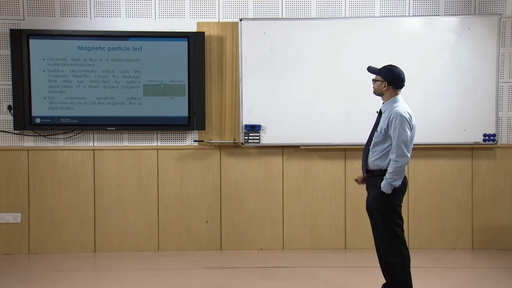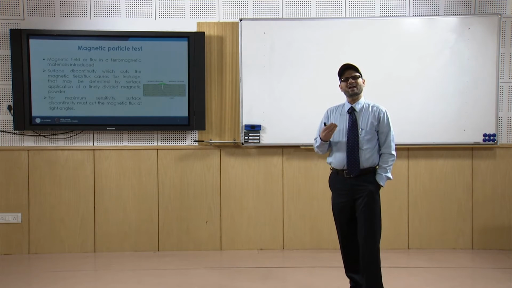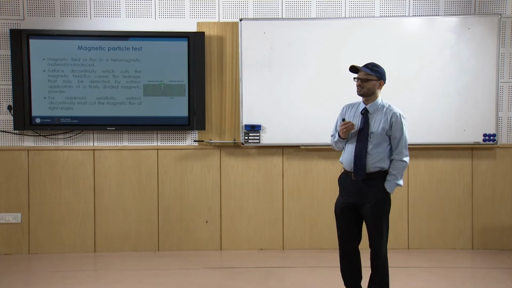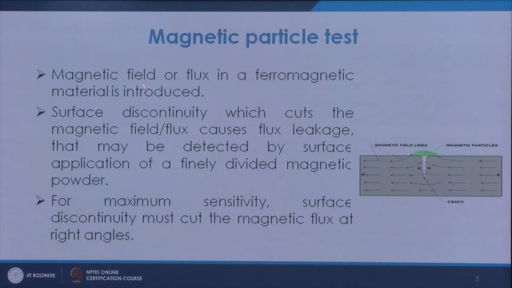Next is the magnetic particle test. It is basically applied for ferrous components which are ferromagnetic. What is done is that a magnetic field is induced in these materials, so a field will be generated, and then if there is any discontinuity, it cuts the magnetic field and creates flux leakage. So, that can be seen.